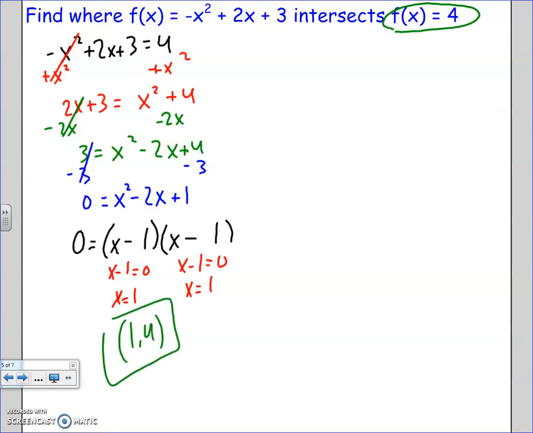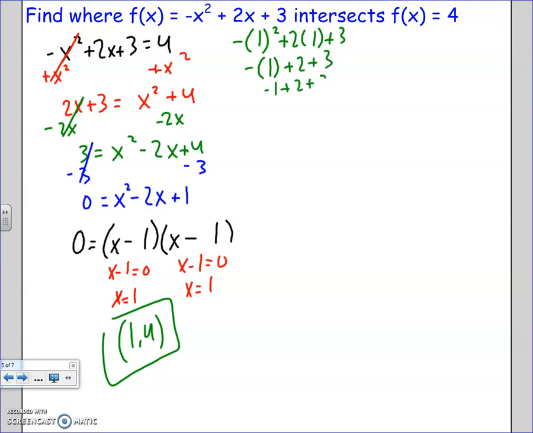But if I use the first one, say you didn't like that, it'd be negative parentheses 1 squared plus 2 times 1 plus 3. Negative 1 times 1 is negative 1, plus 2 plus 3. That's positive 1 plus 3. That's 4. So you get the same answer. Alright, so that's the fast way of solving it, but we could do quad formula again.